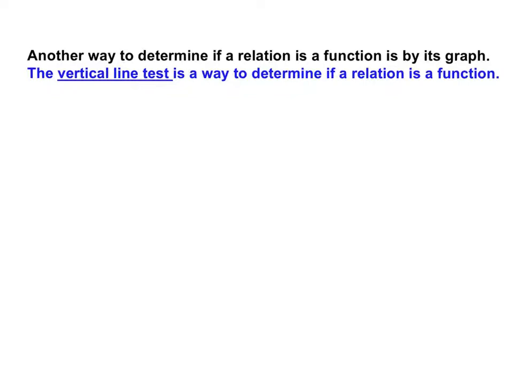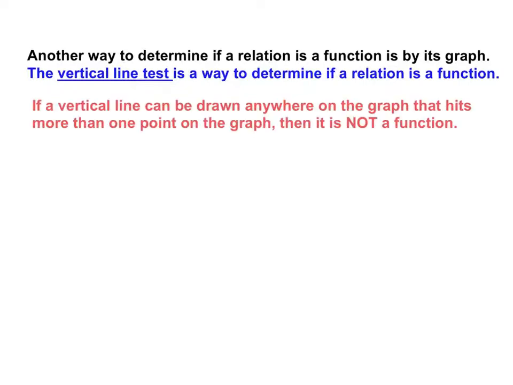Essentially, how the vertical line test works: if you can draw a vertical line straight up and down anywhere in the graph that hits more than one point on the graph, then it's not a function. Because that means there's an x value that goes with more than one y. Okay. If you can't draw a vertical line that ever hits more than one point, then it is a function.